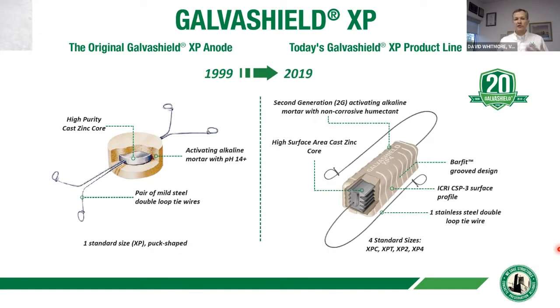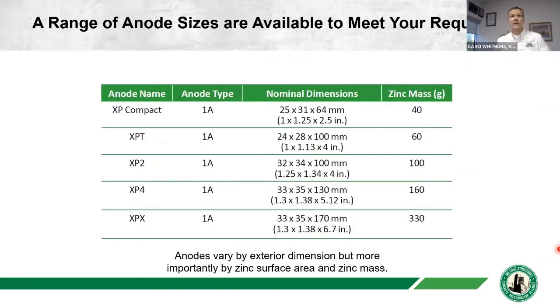And all of those things were done for a reason. We're going to talk through why those different things were done to improve and have more reliable performance. So today, there are a range of sizes that are available. And very often when people talk about sizes of anodes, they really focus on the right-hand column here, which is zinc mass. They say, okay, how many grams of zinc is your anode? With 40, 60, 160, 330, those are the current standard sizes that are available in our range.